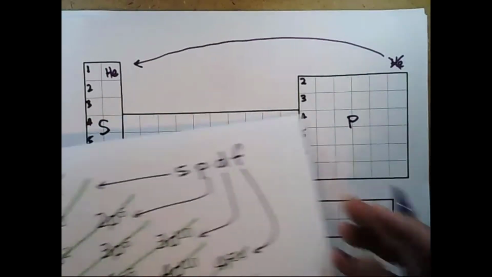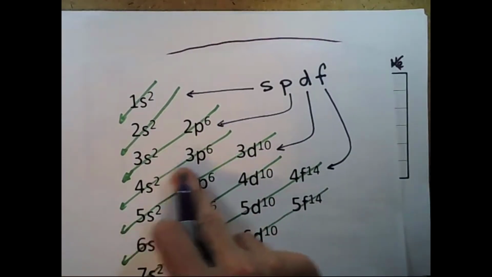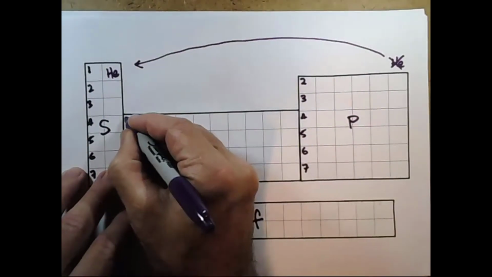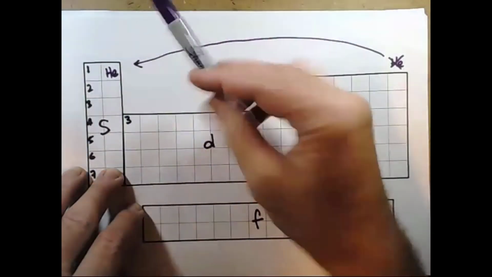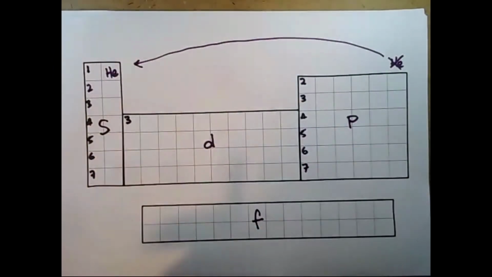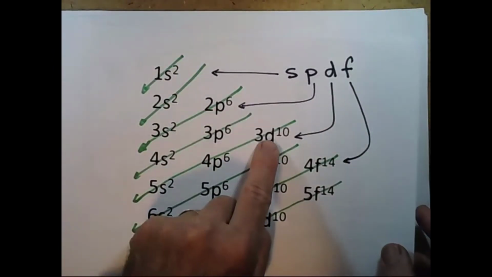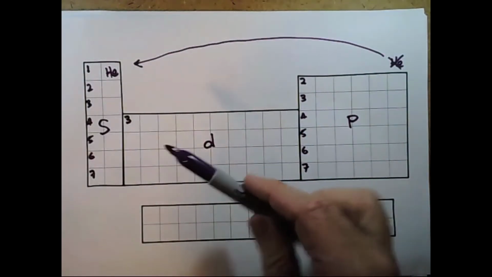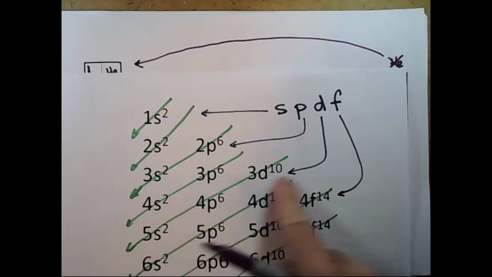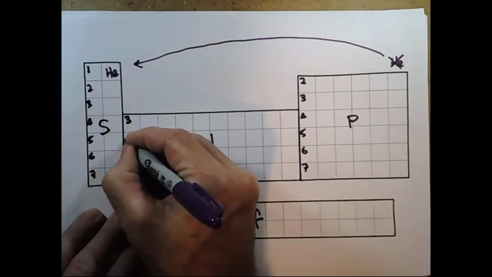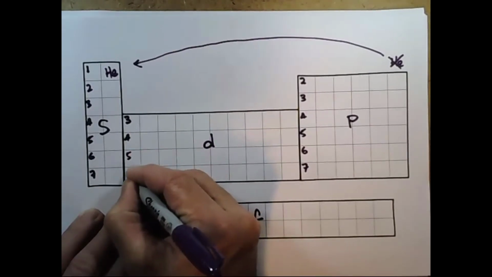Okay, the D block. When do we first see the D block? We first see the D block in the third shell. So I'm going to put 3. This is the 4th row, 1, 2, 3, 4. But no, I'm not going to put 4. I'm going to put 3 because the first time we see the D subshell is in the third shell. So I'm going to write 3, 4, 5, 6.